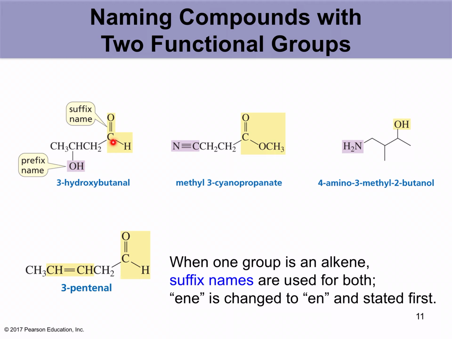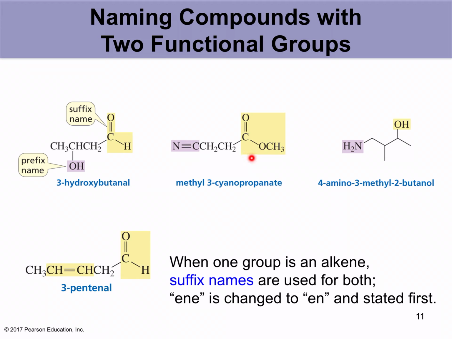So this will get the numbers 1, 2, 3. In the third carbon we have an alcohol, and alcohol is given the prefix hydroxy. So 3-hydroxy. Since there are 1, 2, 3, 4 carbon atoms, 3-hydroxybutanal would be the systematic name.